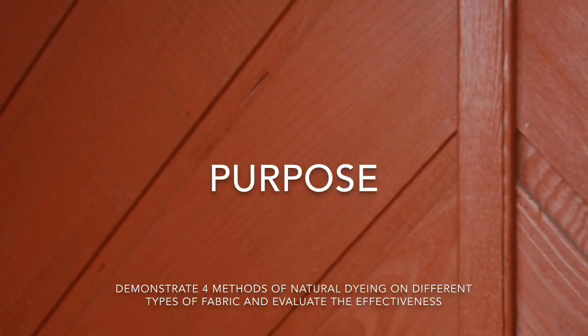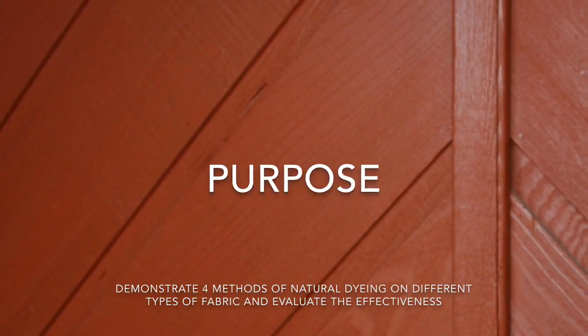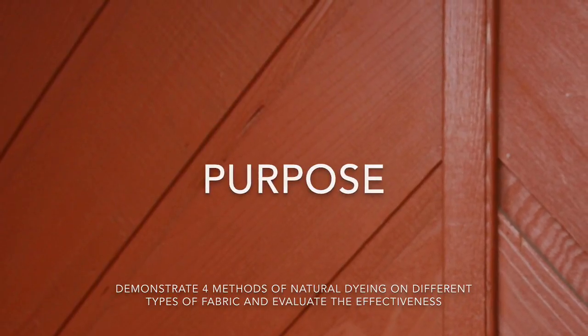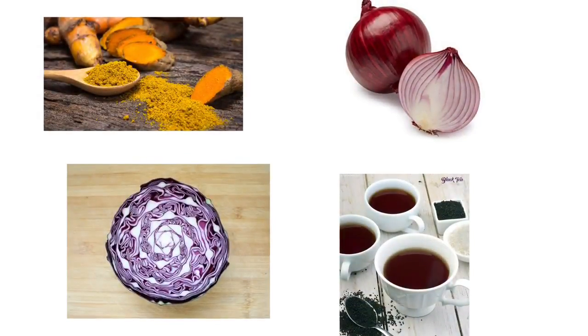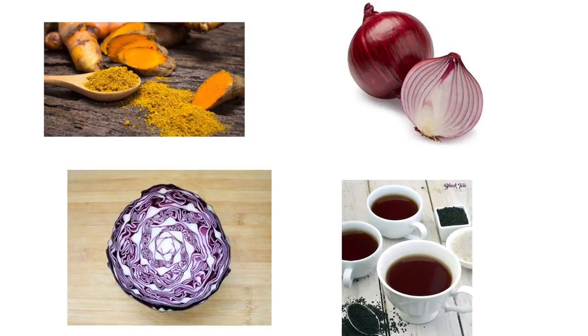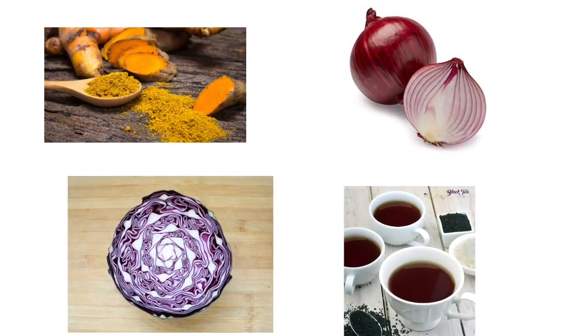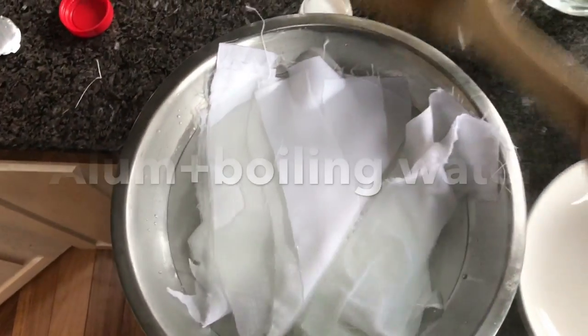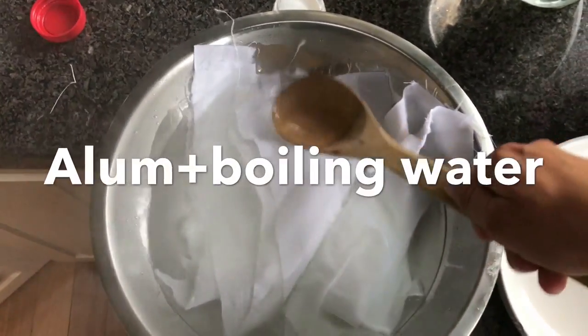The purpose of this lab is to demonstrate 4 methods of natural dyeing on different types of fabric and then evaluate the effectiveness. I use these 4 natural substances as my dyes: turmeric powder, purple cabbage, red onion, and black tea. The first step of my procedures was to prepare the fabric for dyeing.